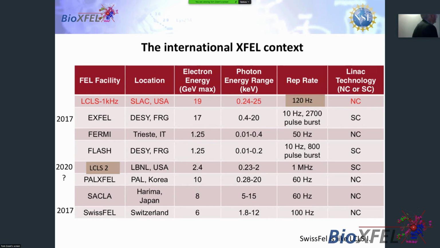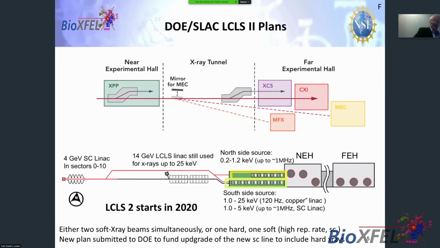There's a soft X-ray machine in Hamburg, and they are the main ones that everyone will be able to use in our BioXFEL. We expect people to go to these machines from the United States in the BioXFEL program over the next few years. There's plans for a second American machine called LCLS2 that will give you either 2 soft X-ray beams simultaneously or 1 hard and 1 soft. Now, the new soft line is superconducting, so it has much higher repetition rate. So you can get high rep rate soft plus 120, the same as we already have, low rep rate hard.